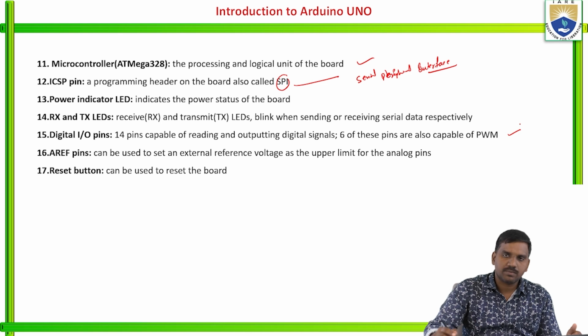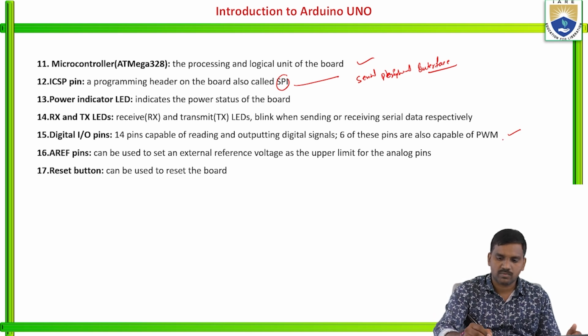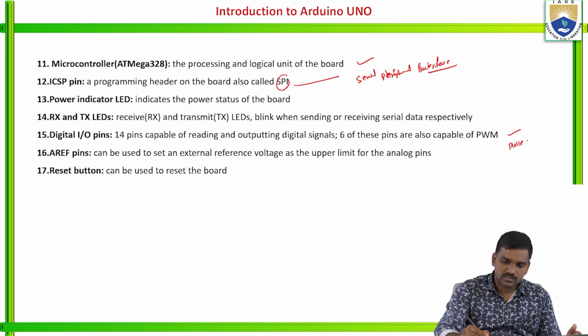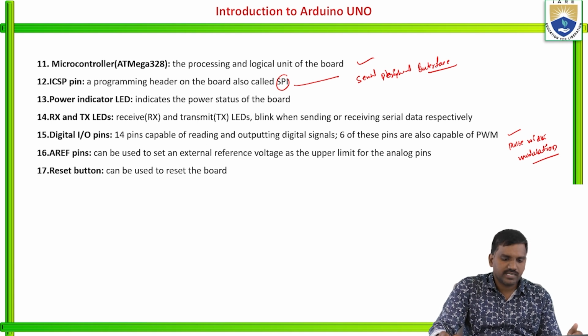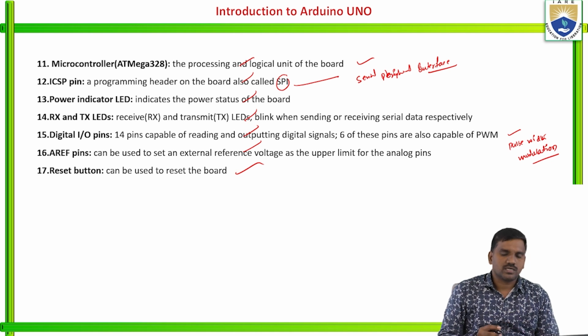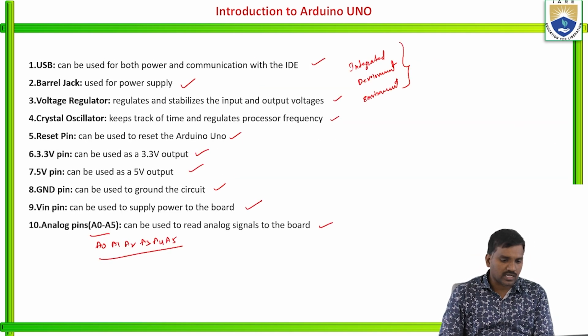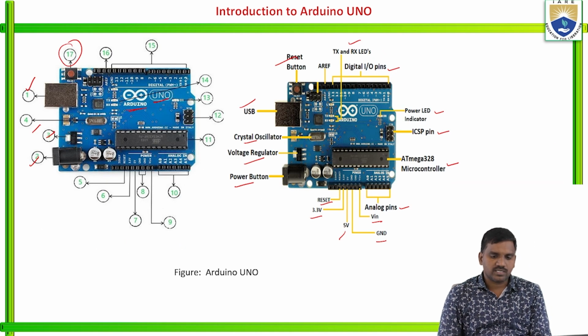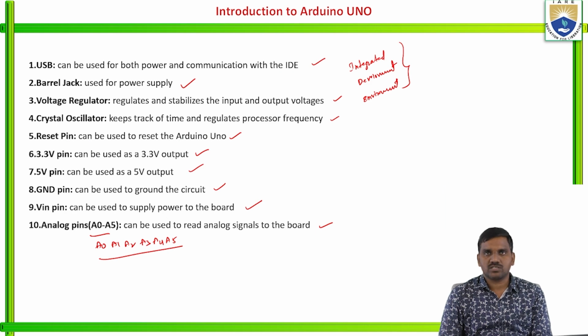Six of these pins are capable of PWM, pulse width modulation. PWM stands for pulse width modulation. The AREF pin can be used to set an external reference voltage as the upper limit for the analog pins. The last one, the reset button, can be used to reset the board. So these are the 17 types of pins the main circuit diagram has, and the specifications of those 17 pins.